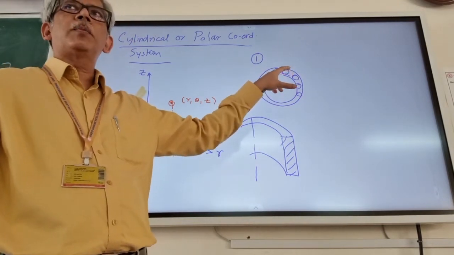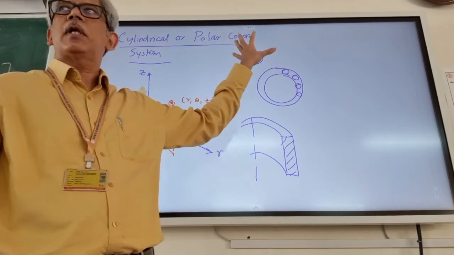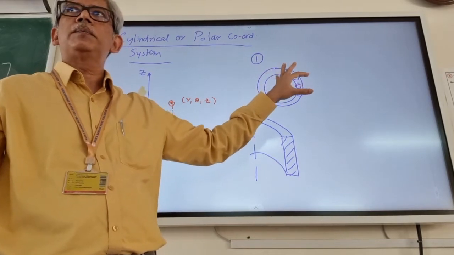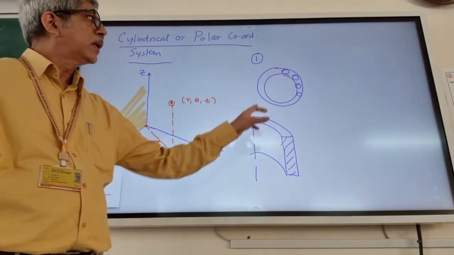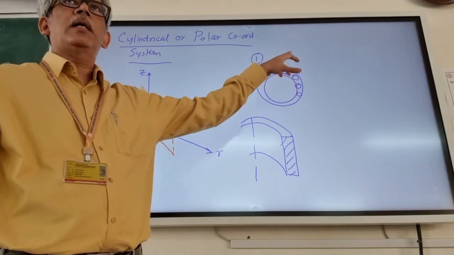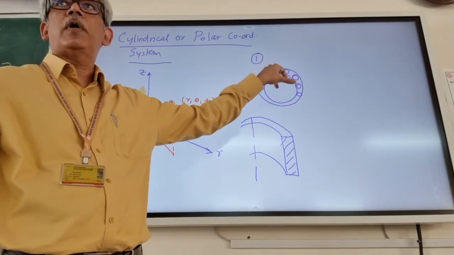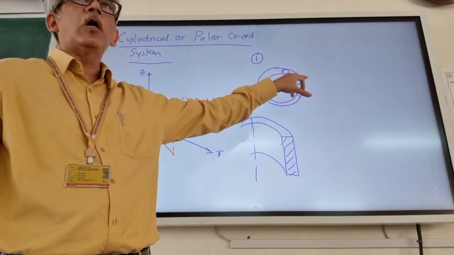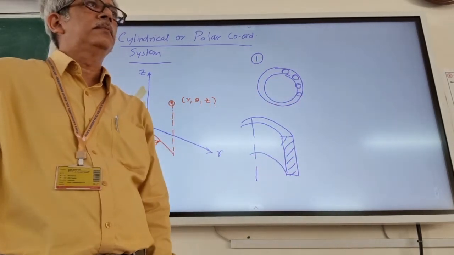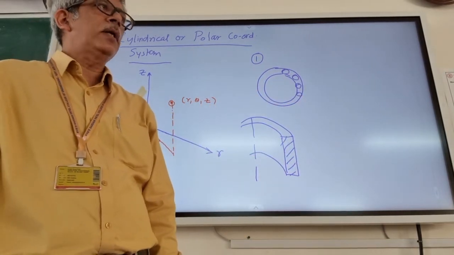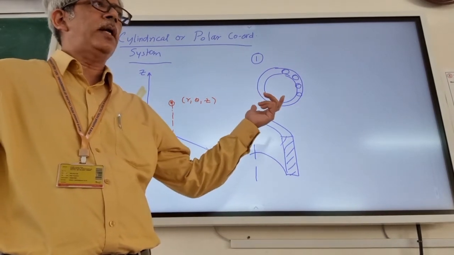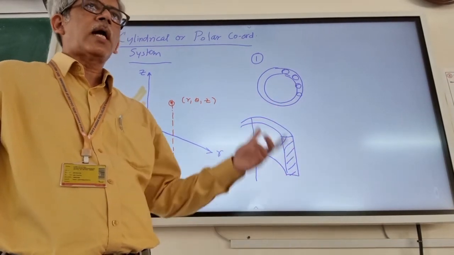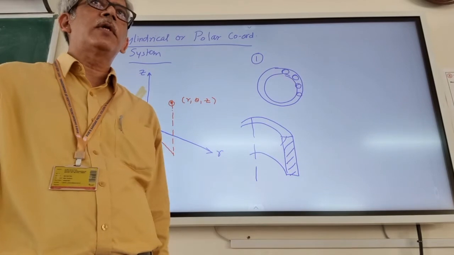But there are some parts of this ball bearing which are suitable for this cylindrical coordinate system. Which are those components? The inner race and the outer race, or the inner cylinder and the outer cylinder. Those are ideal for polar coordinate system representation. What about the balls? Individually the balls can be represented. Should they be represented in the cylindrical or the spherical coordinate system? It is ideal that they be represented in the spherical coordinate system.